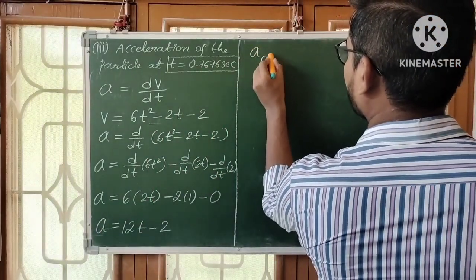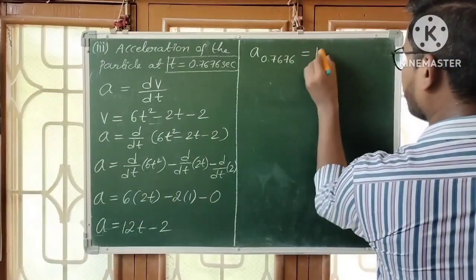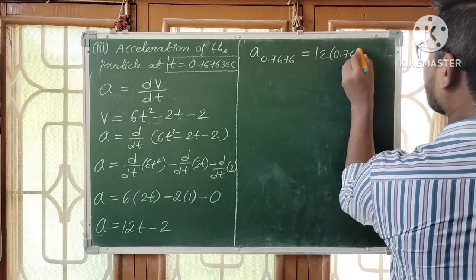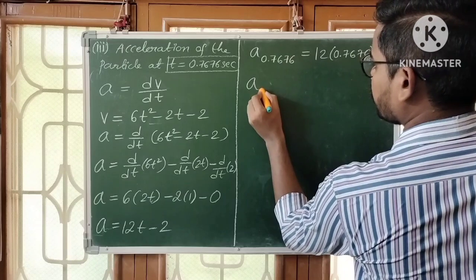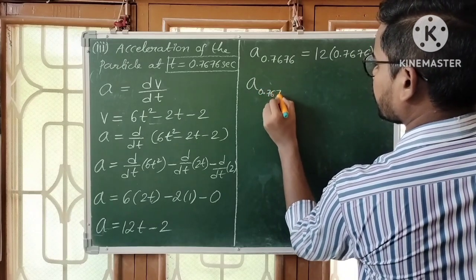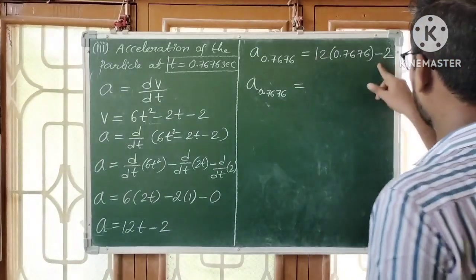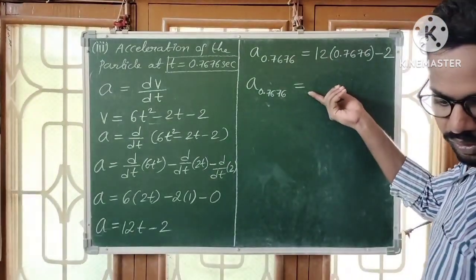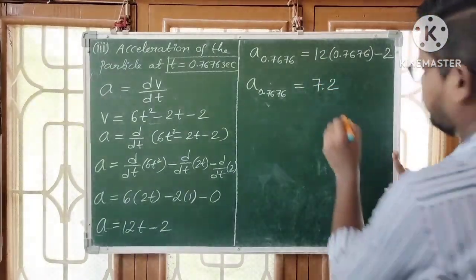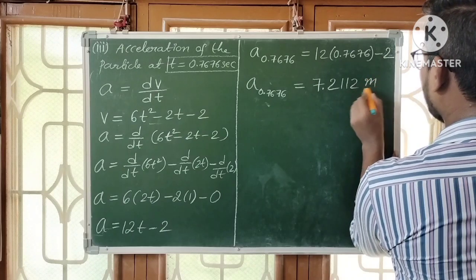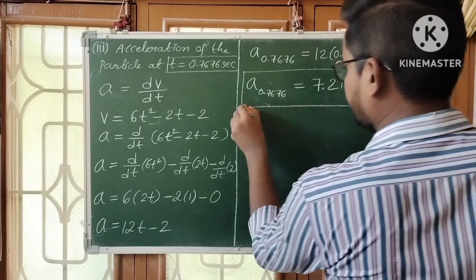So a at 0.7676 is equal to, replace t by 0.7676: 12 into 0.7676 minus 2. If you solve, you will get around 7.2112, acceleration unit meter per second square. This is the third part answer.